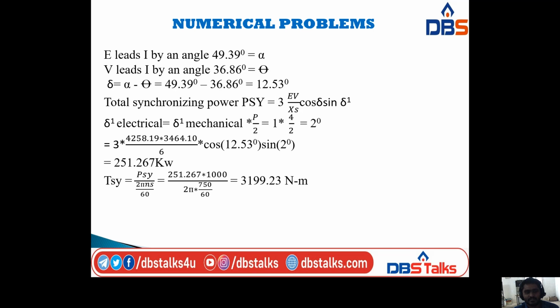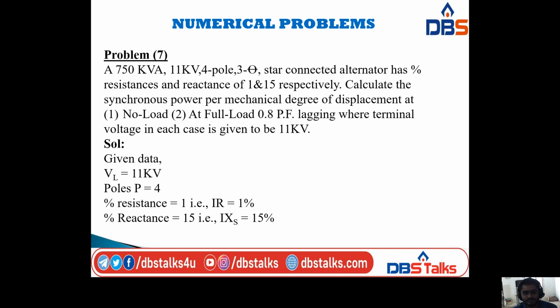So by using the total synchronizing power and 2 pi Ns by 60, we have the total synchronizing power as 251.267 into 10 kV. Actually we have the value, that is synchronizing power 251.267 kilowatt. So we will rewrite this as 251.267 into kilo, meaning 10 cube, that is 1000, divided by 2 pi into, in the problem they already gave the speed, that is 750 divided by 60. After simplifying this we have 3199.23 Newton meter. This is the synchronizing torque value for the given problem. Okay, so that is the solution for problem number 6.